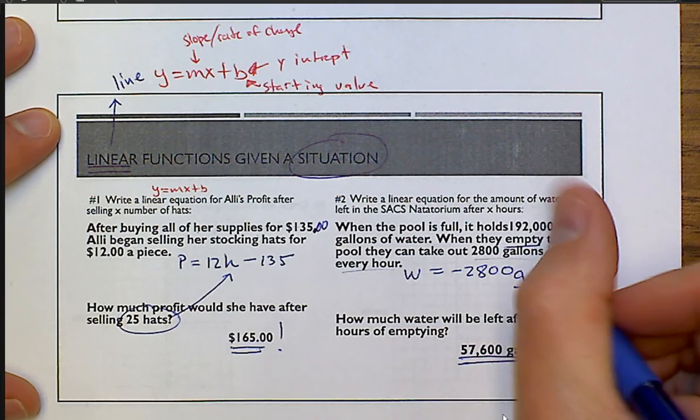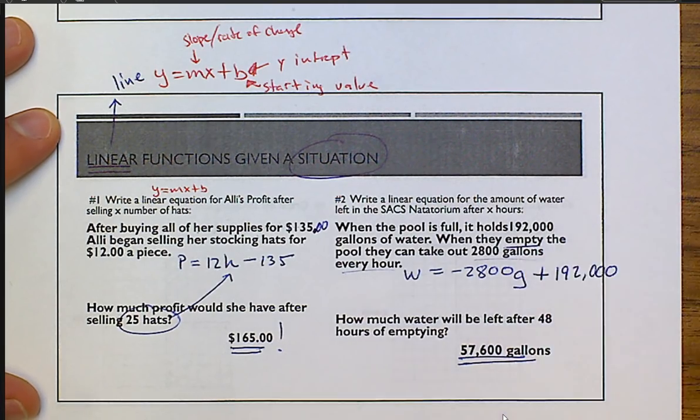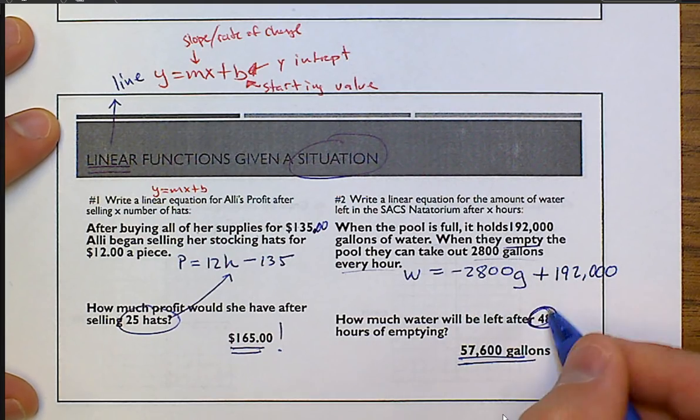We started with 192,000, so plus. So we started with this much in the pool in positive gallons. We're losing 2,800 gallons per hour. After 48 hours, we would just plug 48 in.